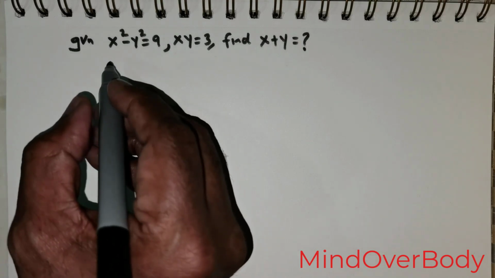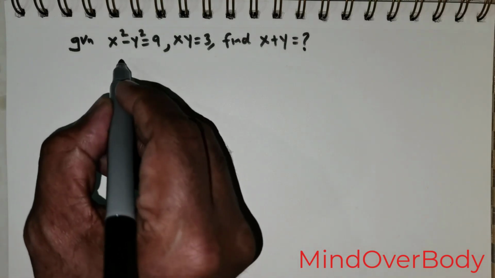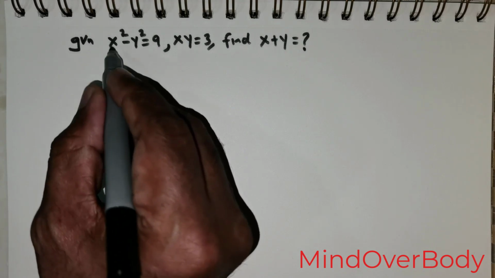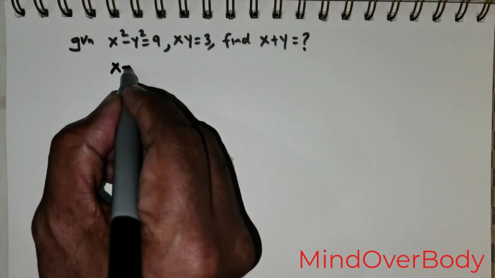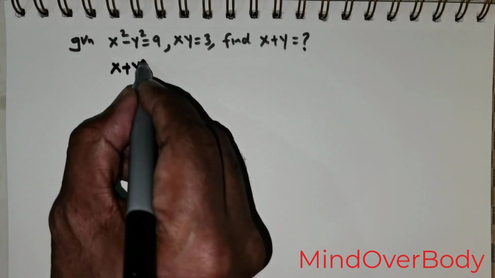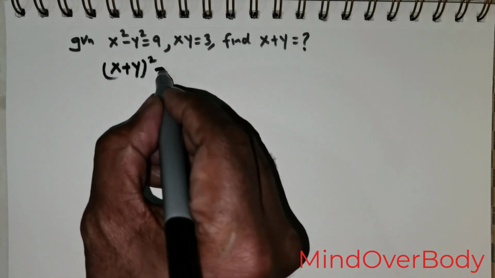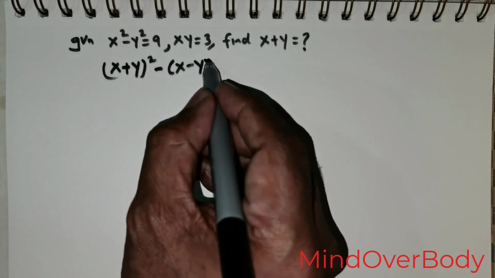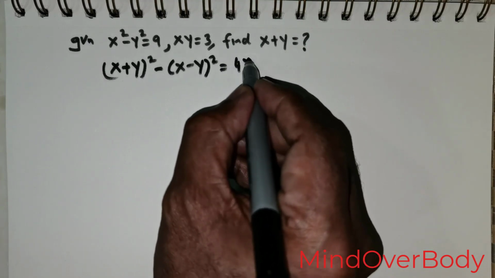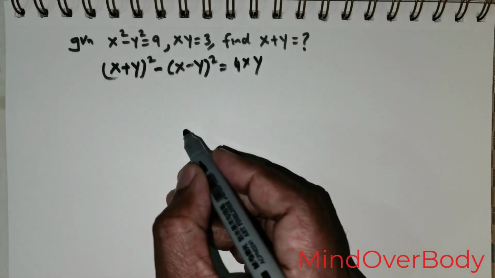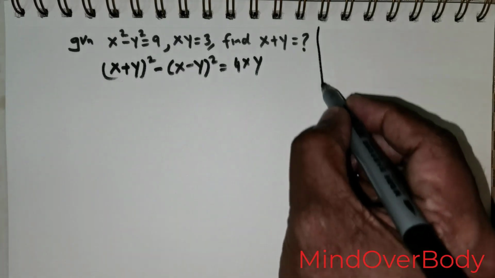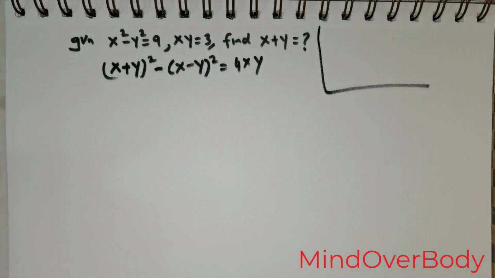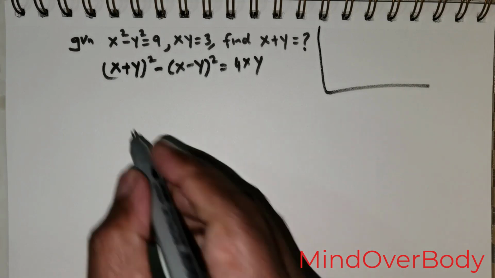Foremost, I will be using the algebraic identity which can be written as (x + y)² − (x − y)² = 4xy. Now just in case you are unaware what exactly happens, let me show that to you.